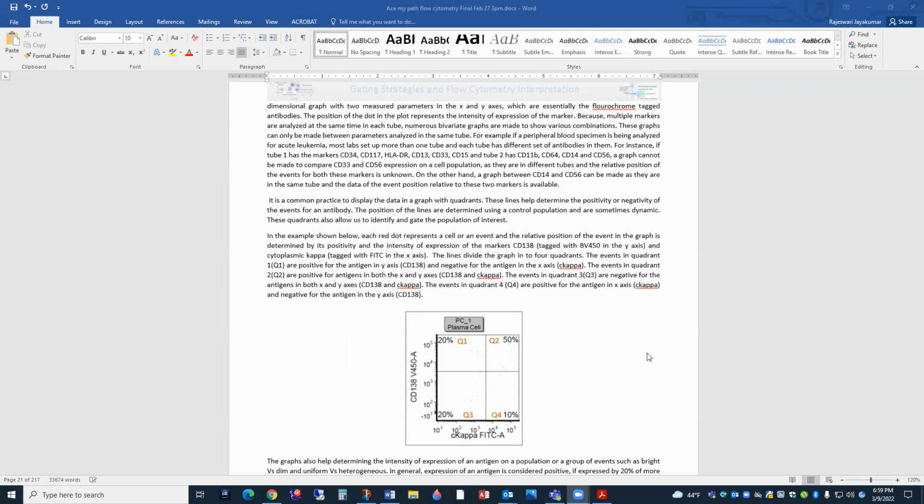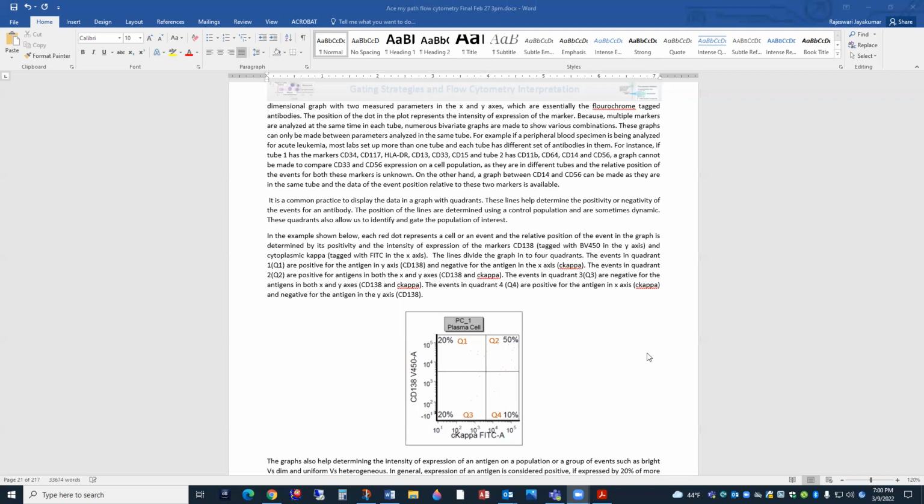So this data can be presented in multiple ways. For example, they can be presented as histograms, or as dot plots, or contour plots or density plots. But the most common ones that most hematopathology labs use are the dot plots. Dot plots means each and every cell or event that went through this process in the instrument is presented as a dot.